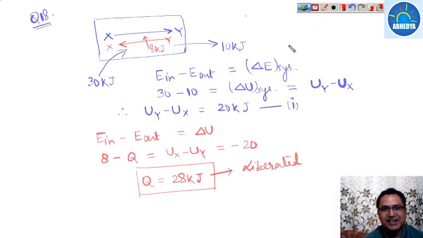So this question was asked in the engineering services examination. You just remember which energy is coming inside the system and what is coming outside the system. Here I have assumed that Q amount of heat has been liberated, which is coming out. If it comes to be negative, then it means this energy is absorbed.